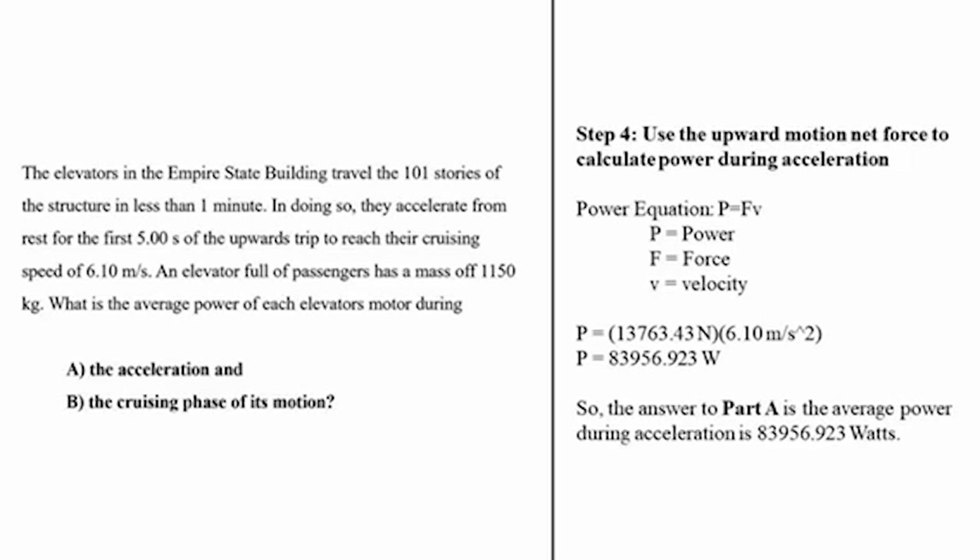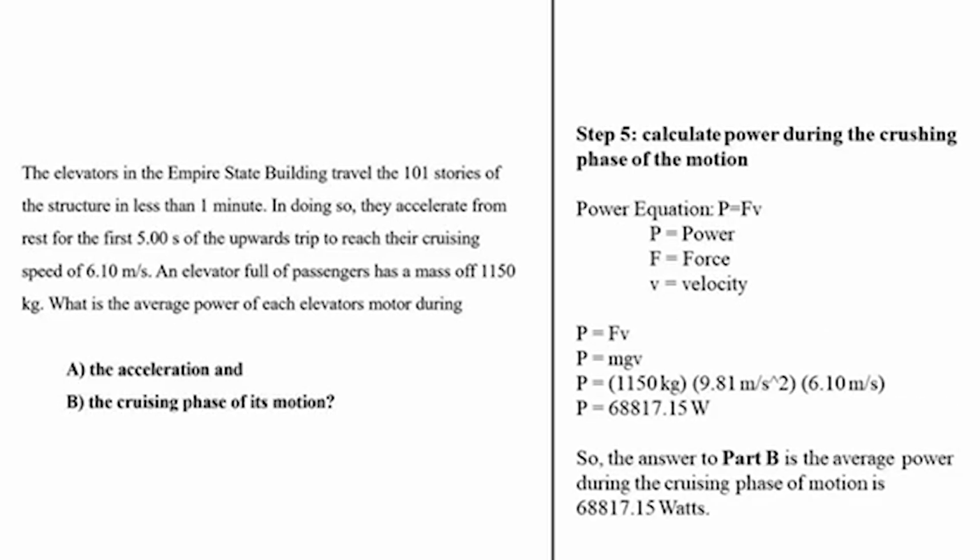So now we're going to start actually answering what the question is asking. Here we're going to start with part A, which is finding the average power during acceleration. And we're just going to use that power equals force times velocity equation, plug in the variables that we have previously identified the values of, and then we find that power during acceleration is 83,956 watts.